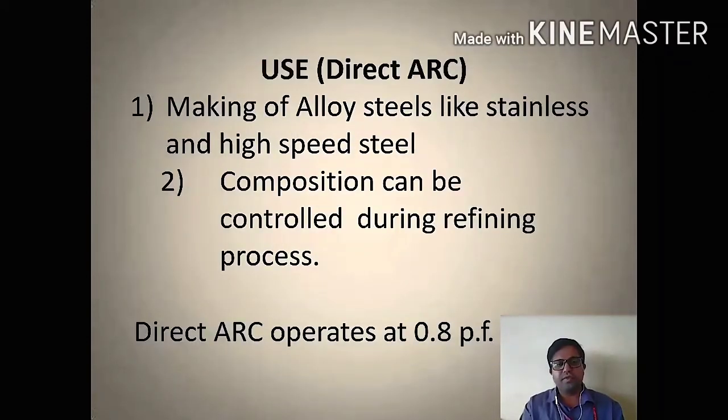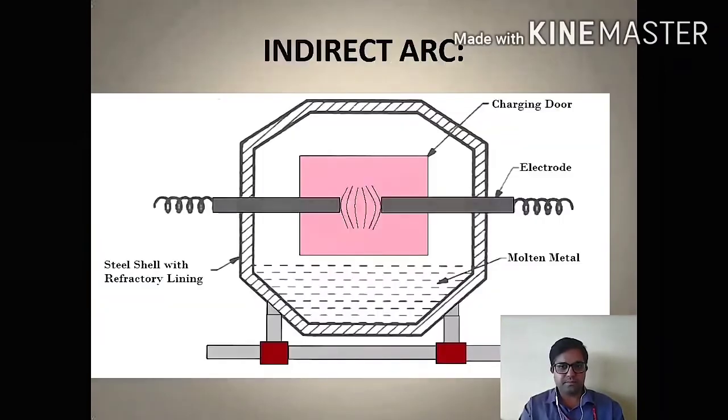The uses of direct arc heating. It is used for making alloy steels like stainless and high speed steel. Composition can be controlled during the refining process, and the operating power factor of a direct arc furnace is around 0.8, which is very good as compared to the other furnaces. The power factor is very good in the case of a direct arc furnace.